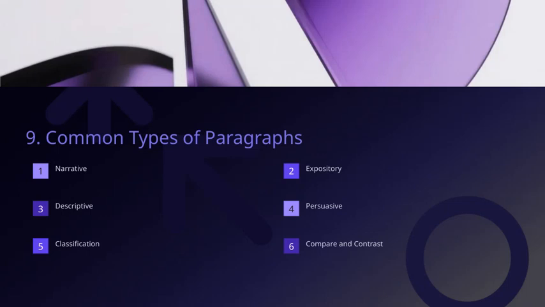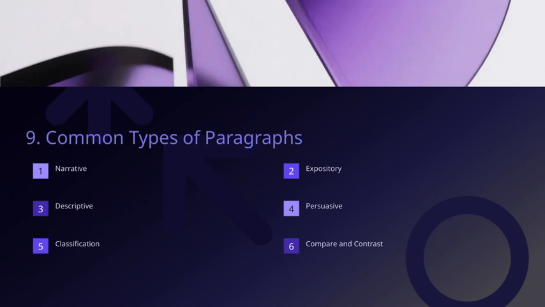We have a variety of ways to organize our writing, each serving a different purpose. First up is the narrative paragraph. This type tells a story or recounts events, helping readers experience a situation firsthand. It's great for engaging your audience and making your writing more vivid. Next is the descriptive paragraph, which paints a picture with words. It appeals to the senses and brings scenes, people, or objects to life.